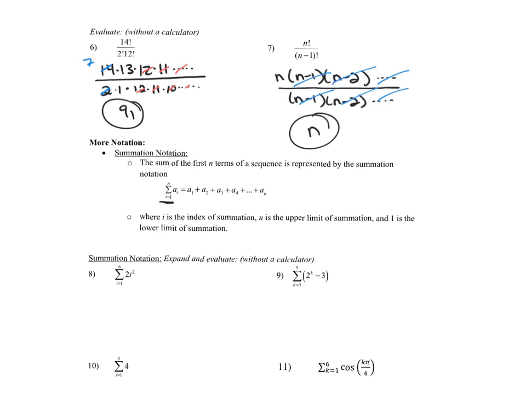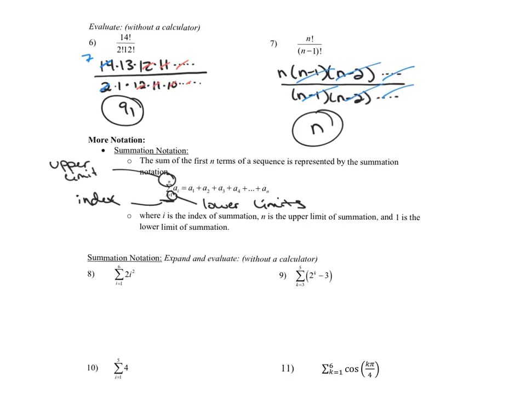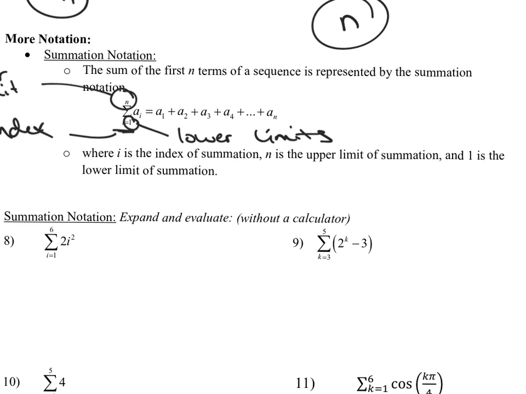I is called the index, and n is the upper limit, and then 1 is the lower limit. These limits are just where we start counting, or where we stop counting. So let's blow this up a little bit and take a look at some examples. We'll do these without our calculator.